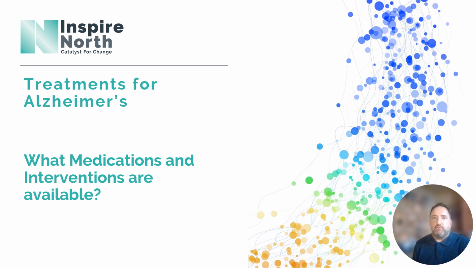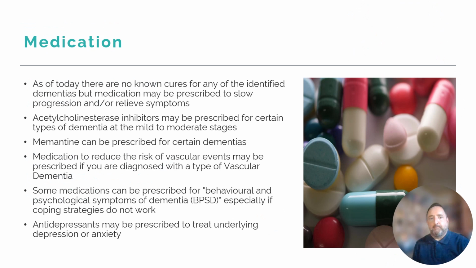So we're going to talk a bit about treatments, and we're going to tie these down into medications and therapeutic interventions. As of today, there are no known cures for any of the identified dementias, but medication may be prescribed to slow progression and or relieve symptoms.